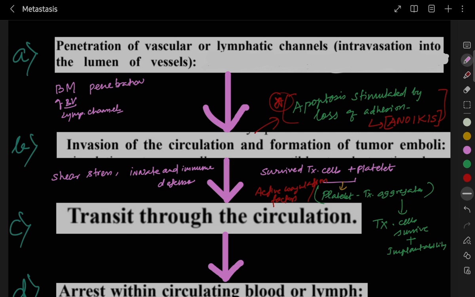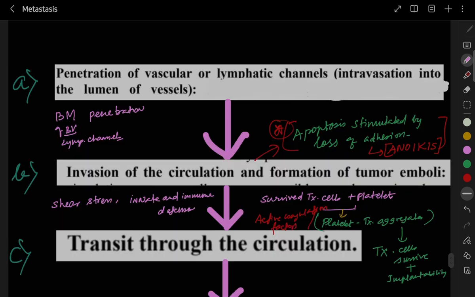Then only some tumor cells survive, and those tumor cells may bind with the platelets, or they can bind with the active coagulation factors in the blood, and they form an aggregate. And only those tumor cells survive that have formed aggregates with the platelets or with the active coagulation factors, and their implantability is possible. So I have mentioned one part, that is anoikis, right? Anoikis, right? What is anoikis?